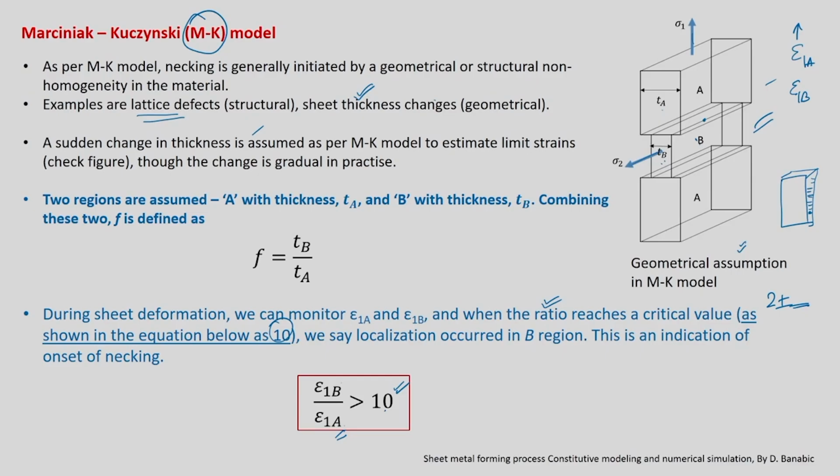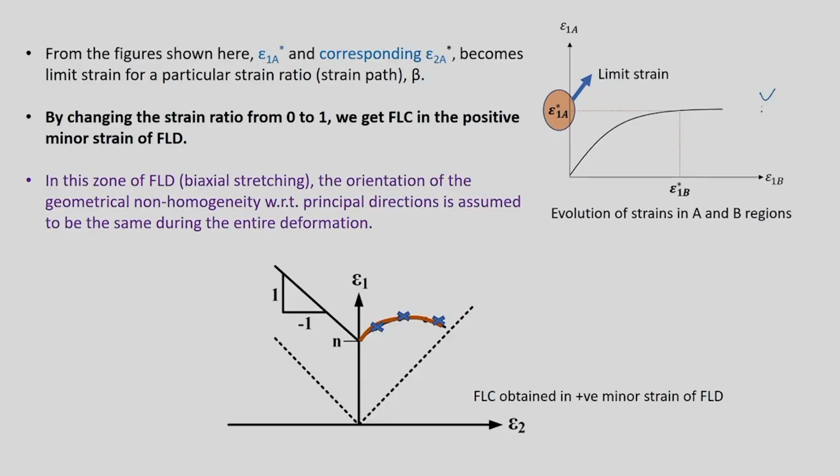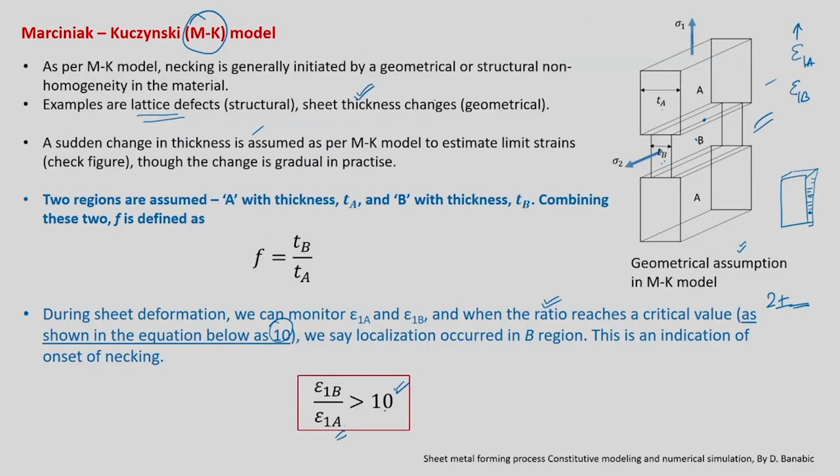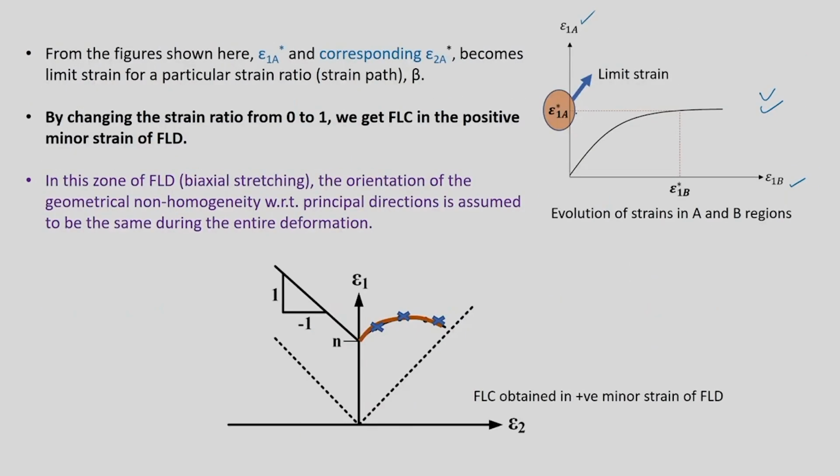You have to do this exercise for all the strain paths, let us say all the beta values. Okay, you will get the forming limit strains, forming limit curve or neck curve. This is what I have depicted in this particular diagram. You are monitoring epsilon 1A and 1B, and you will see that in the A region, that is outside the neck region, you are going to have some saturation, whereas in the B region, you see that it will keep on growing, and at one particular location, if you find out the ratio, it will reach 10.